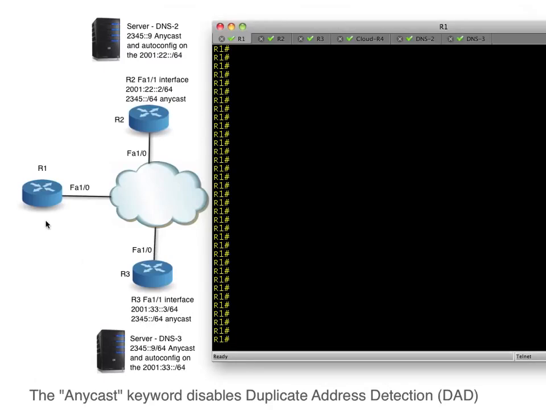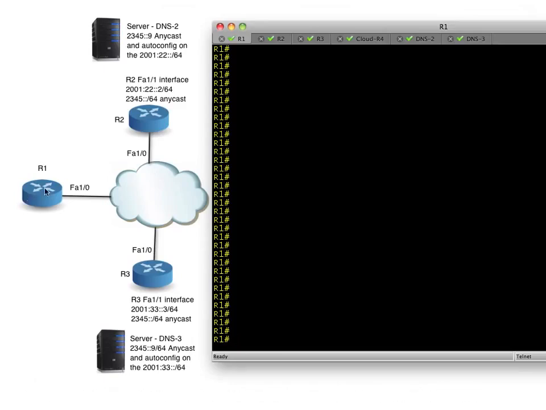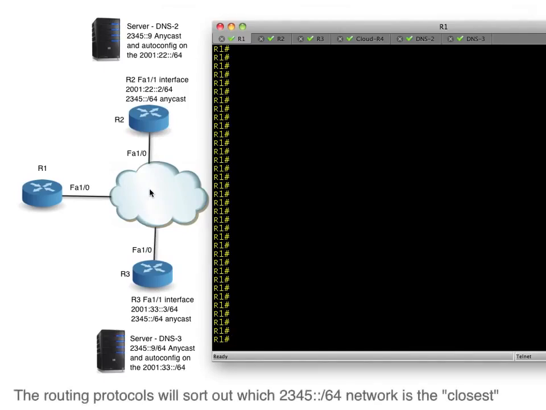So check this out. From a routing perspective, R1 is going to forward a packet to 2345::9 based on its routing table, and this cloud, and however many routers are in that cloud, it could be the whole world with BGP, or it could be as small as your corporate network, we are going to forward packets to the IPv6 address of 2345::9 that we feel is the closest.